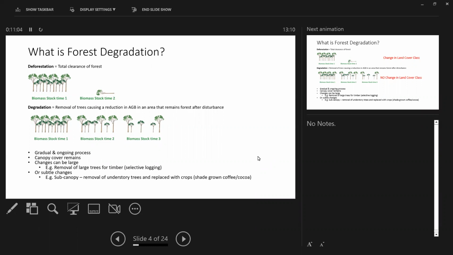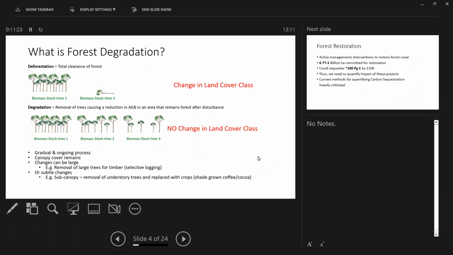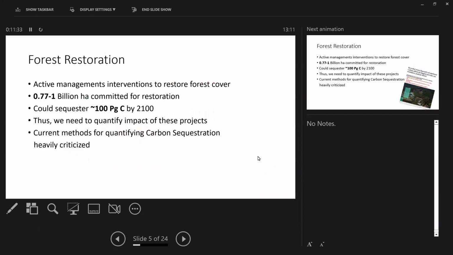Or they can be really subtle, they can be sub-canopy, it can be the removal of understory trees for planting of crops. So things like shade-grown coffee, which we all like to drink, and cocoa, which we all also like, and also harvesting fuel wood in parts of the tropics. But essentially, the key thing here is in deforestation, you have a change in land cover class, and in degradation, you have no change in land cover class. And that is why this is a challenging process.